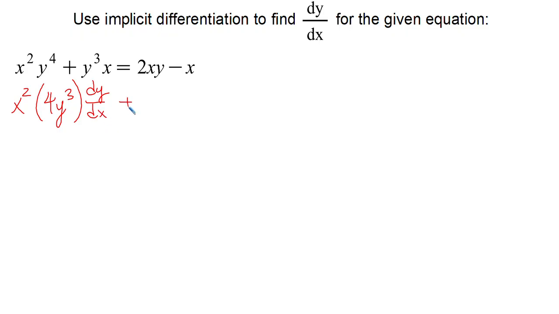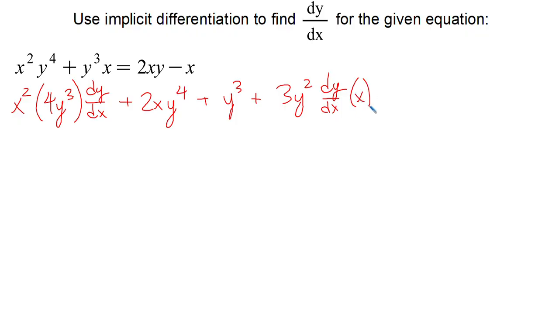Then we have to add to that the derivative of the x squared, which is 2x times y to the fourth. Now we'll do the y cubed times x portion of it. So that's plus y cubed times the derivative of x. Well, the derivative of x is just 1, so that'll just be y cubed. And then plus the derivative of y cubed, which is 3y squared. And since it's with respect to x, it'll be times dy dx. And then we have to multiply that by just the x.